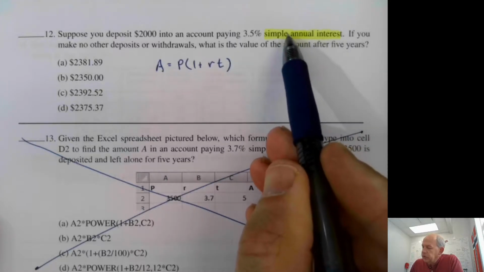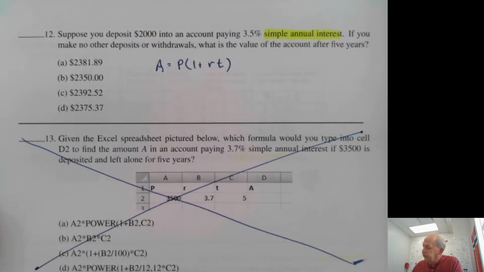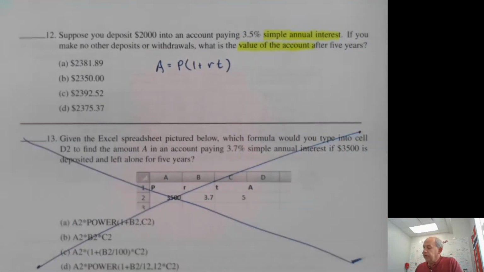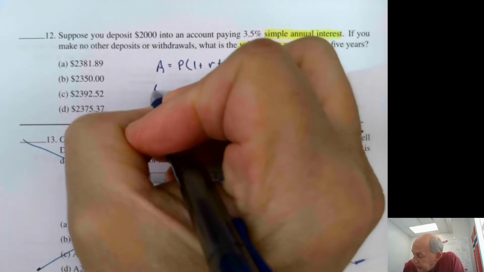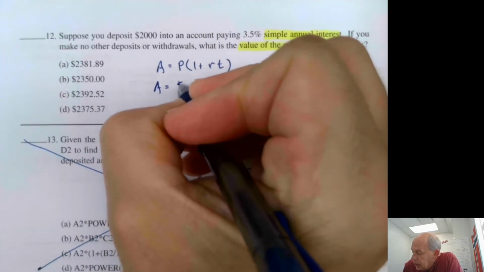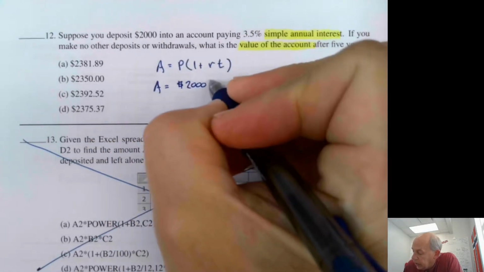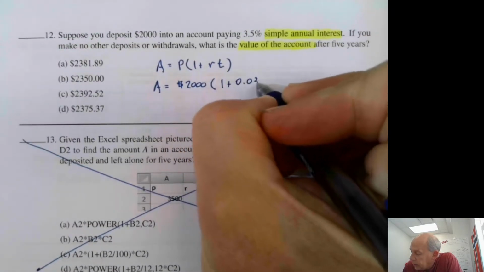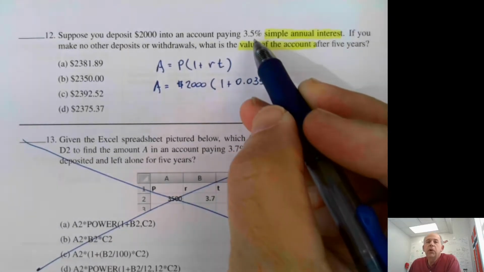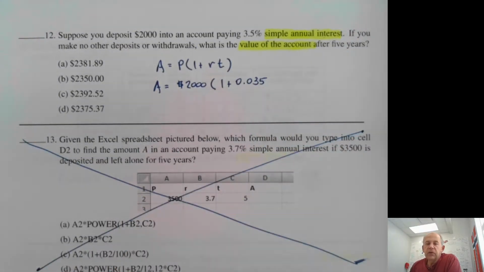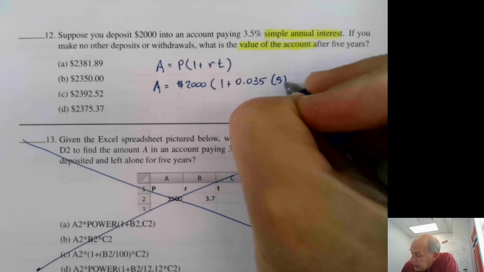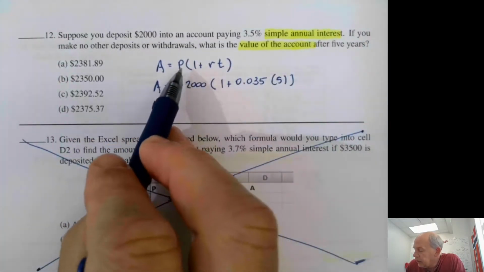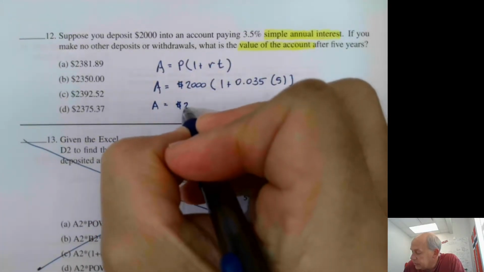This is a simple interest problem, and we are looking for the value of the account A after a 5-year period. So my final value of this account is we start out with $2,000 that we've put into the bank. There is one from my formula. My interest rate is 3.5%, and I always have to convert that to a decimal, and I'm going to let that money sit in the bank for 5 years. So I have the right formula. I've plugged in the correct values.